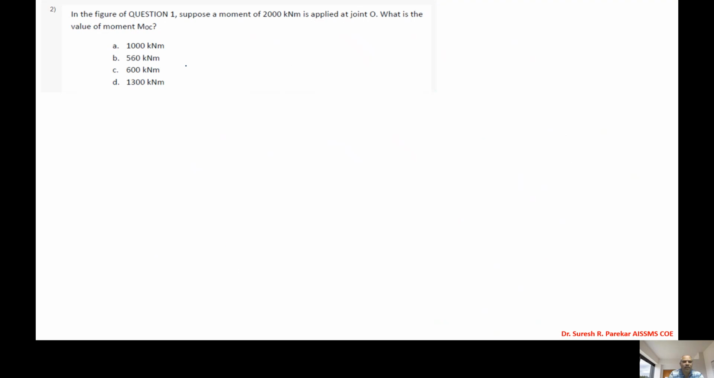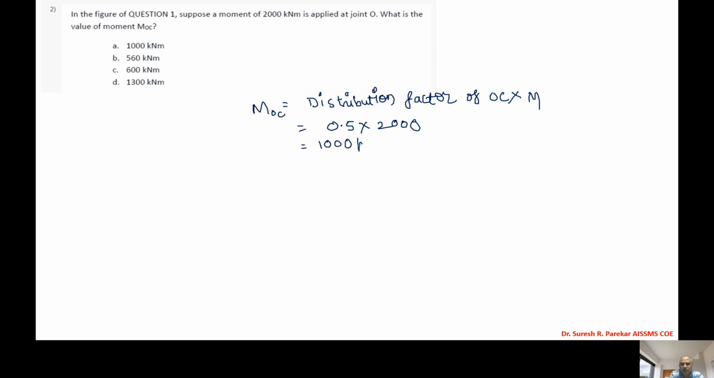Now we will switch over to the second problem in the figure. Suppose a moment of 2000 is applied at O. What is the value of moment MOC? So we have MOC equal to distribution factor of OC multiplied by M. The distribution factor of OC is 0.5 into 2000, and that will give us a value of 1000 kilonewton meter. Option A.